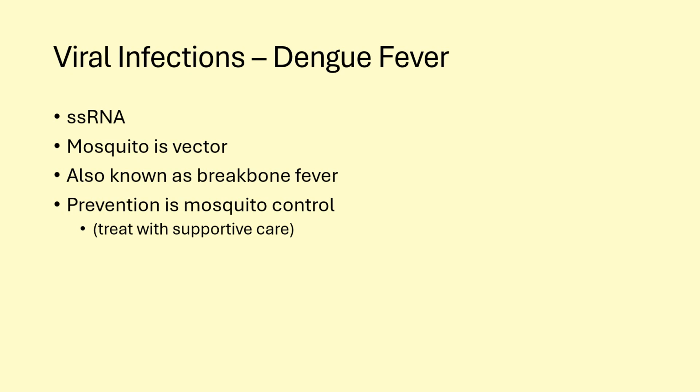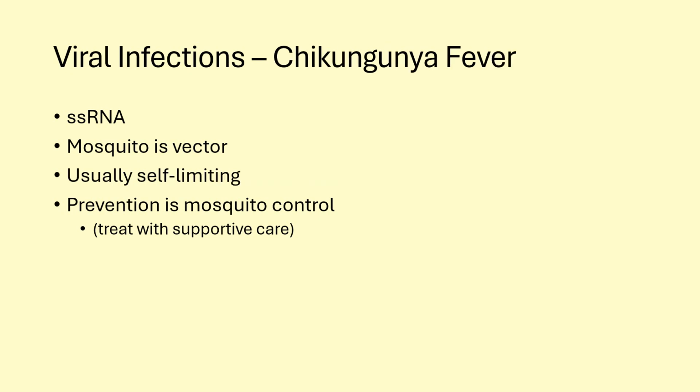Dengue fever is a single-stranded RNA virus. Once again, the mosquito is a vector. This is also known as breakbone fever. Prevention, once again, mosquito control. How do you treat it? Supportive care. Another type of fever is the chikungunya fever, single-stranded RNA. Mosquito is the vector. Usually this is self-limiting. Prevention, once again, mosquito control. Treat with supportive care.